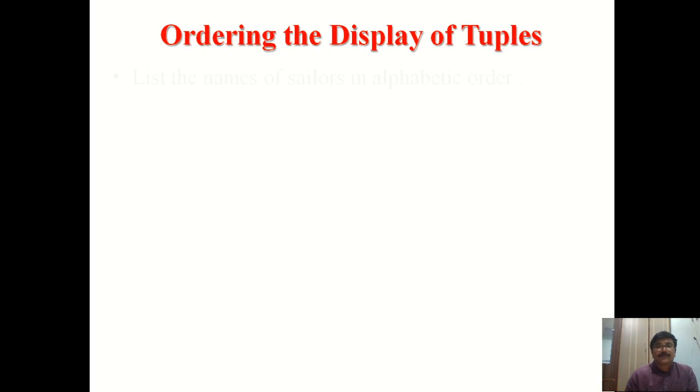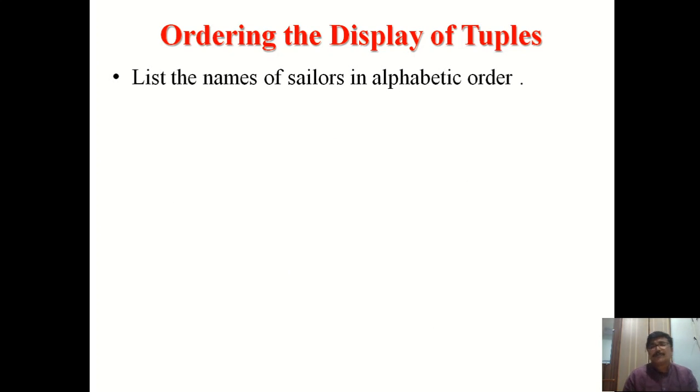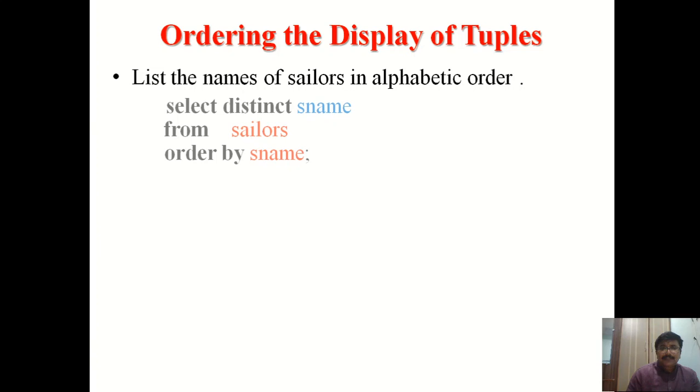Ordering the display of tuples. Ordering means the output can be displayed in sorted order, either ascending order or descending order. Let us see. Select distinct sname from Sailors order by sname. So in this select query, we have a keyword called order by, which displays the names in sorted order.